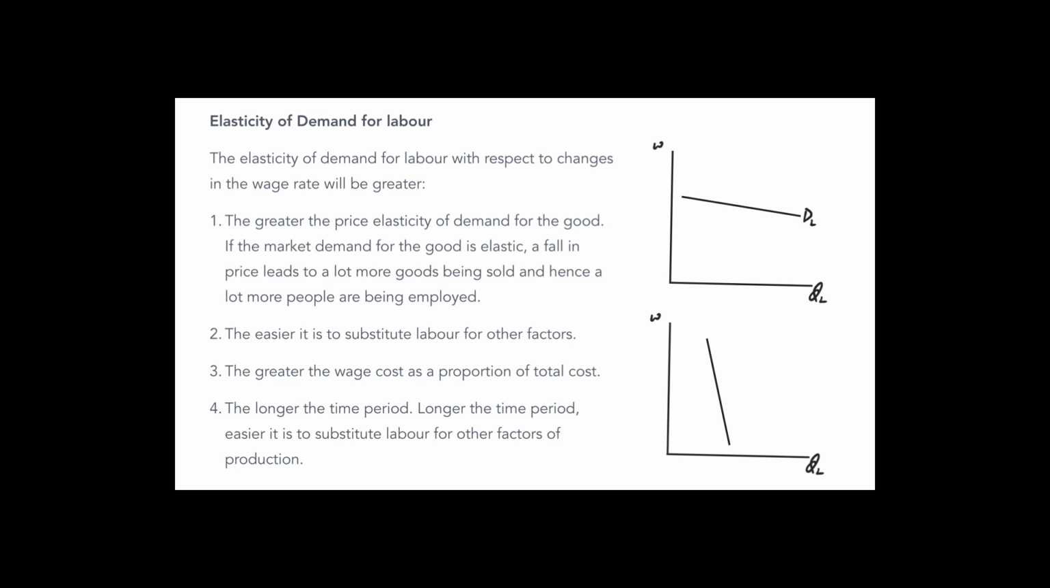ठीक है, दोनों तरीके से MRP curve possible है. So पहले केस में क्या हो रहा है? This is the wage, this is the quantity, and I increase the wage rate. And when I do that, I see a very large fall in the quantity as compared to the second case, where if the wage increases, the quantity hardly falls.